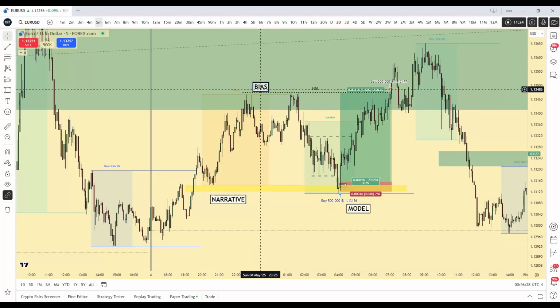You got your bias, you got your narrative, you got your model. So your bias is your direction. Your narrative is where you're waiting for price to come to you. And your model is that confirmation where you get in the trade. Okay, so everyone has different strategies. Whatever you're using, see if you can implement this.